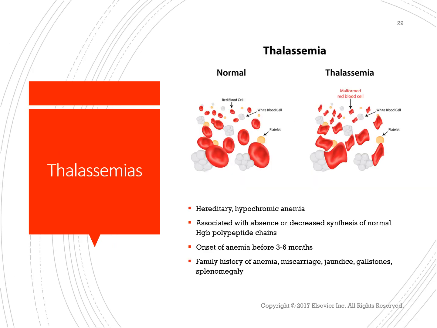So now we're going to talk about our thalassemias. So the first we're going to talk about is just general thalassemia, and then we'll break it down by types. So this is a hereditary hypochromic anemia, and it's associated with the absence or decreased synthesis of normal hemoglobin polypeptide chains. Usually this onset of anemia is seen before 3 to 6 months, and there would be a family history of anemia, miscarriage, jaundice, gallstones, and splenomegaly.